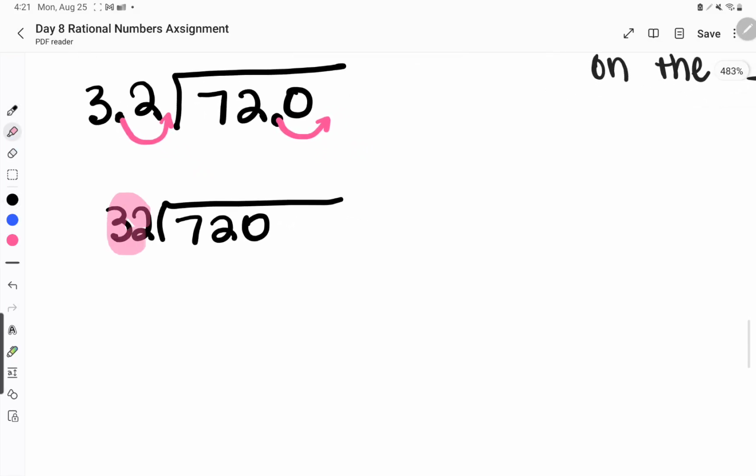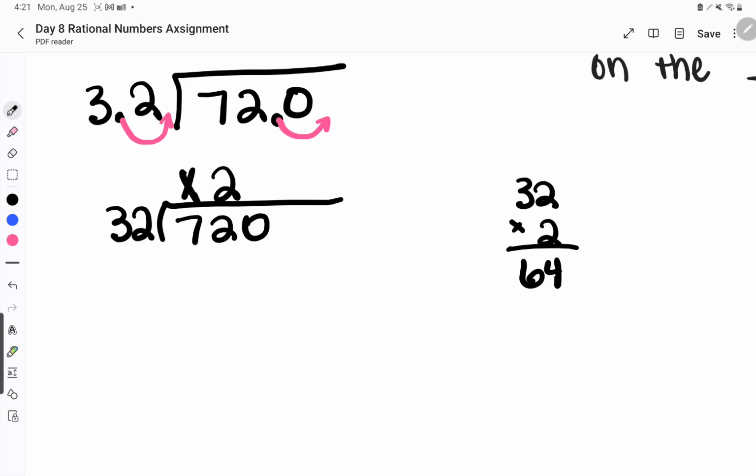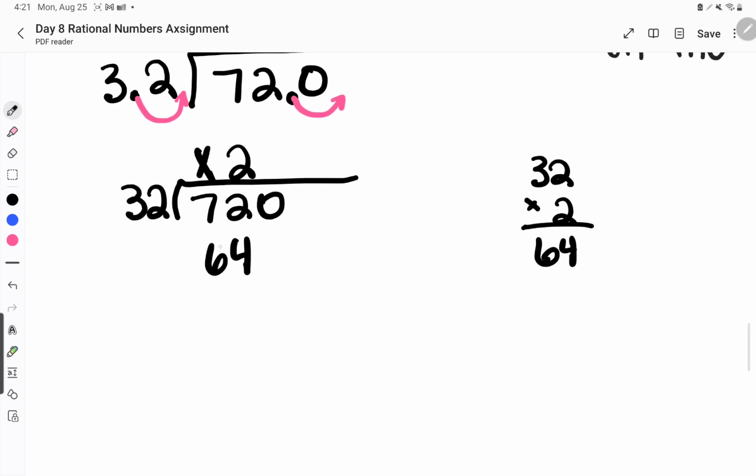All right, 32 is bigger than 7, so it doesn't go in there, but it does go into 72. We'll take a look at our 3. Our 3 goes into our 7 twice. So we're going to do 32 times 2. 2 times 2 gives me 4, and then 3 times 2 gives me 6. So this is going to be 64.